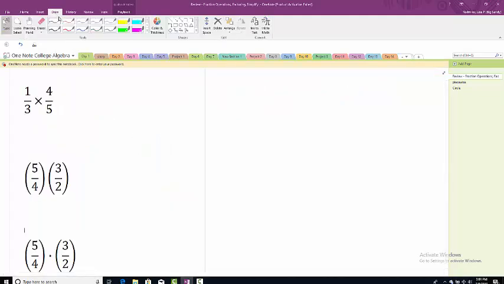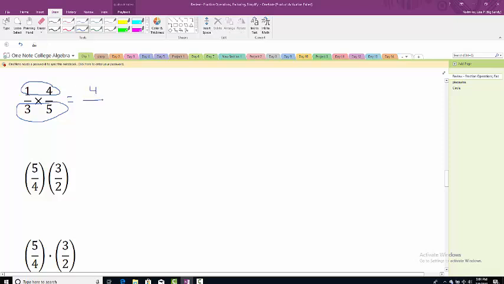Okay, the next topic is multiplying fractions. Actually, multiplication is far easier than division. No common denominator is necessary. You simply multiply the numerators and then multiply the denominators. So this becomes 4 over 15. Look to see if you can simplify it, and you can't, so this is the answer.